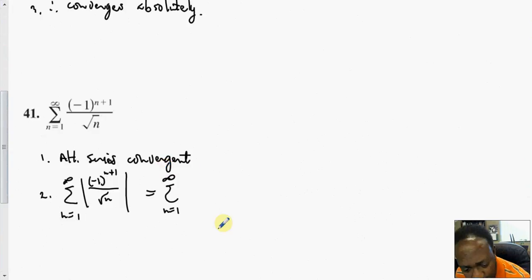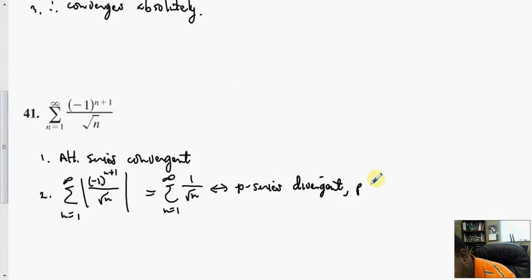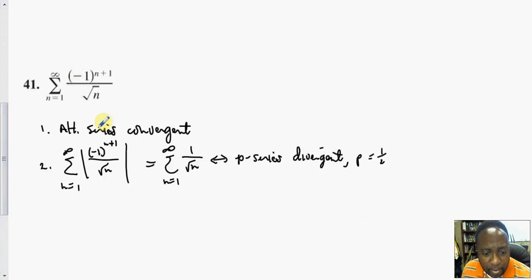So this is the summation of 1 over the square root of n, which is a divergent p-series. Because p is 1/2, right? p has to be greater than 1 for convergence. So it converges for one case, but it diverges for another, so it's conditionally convergent.